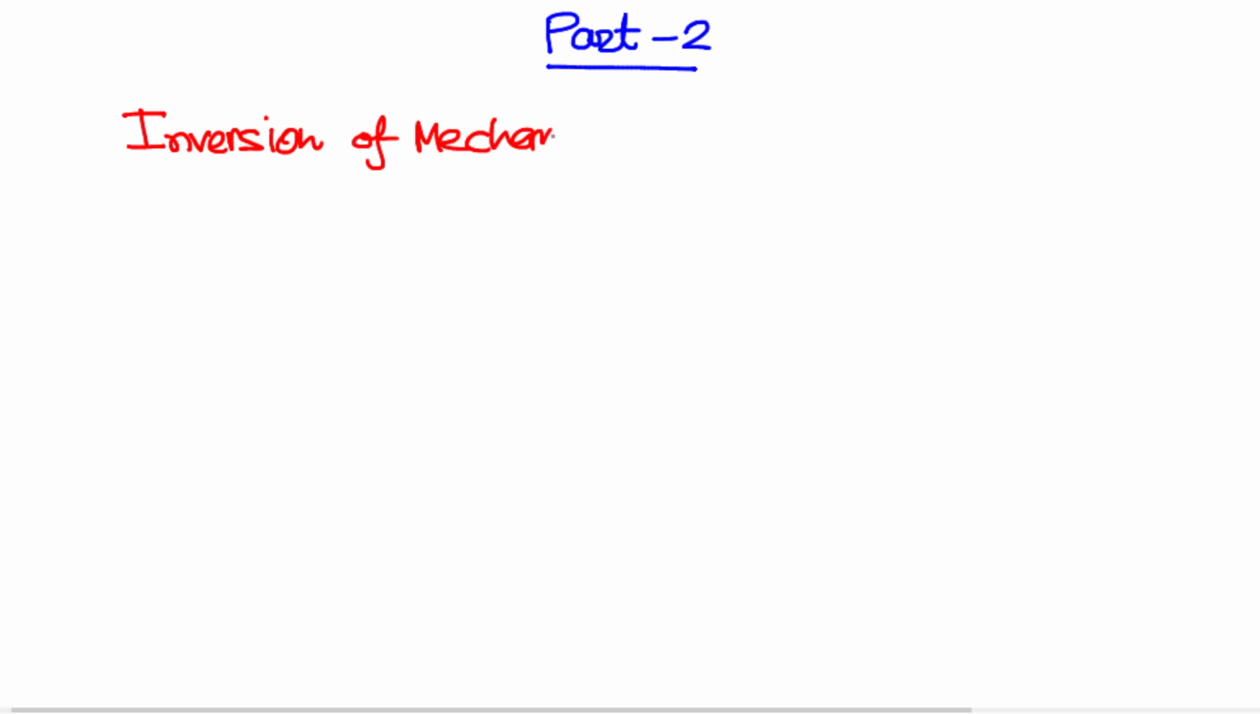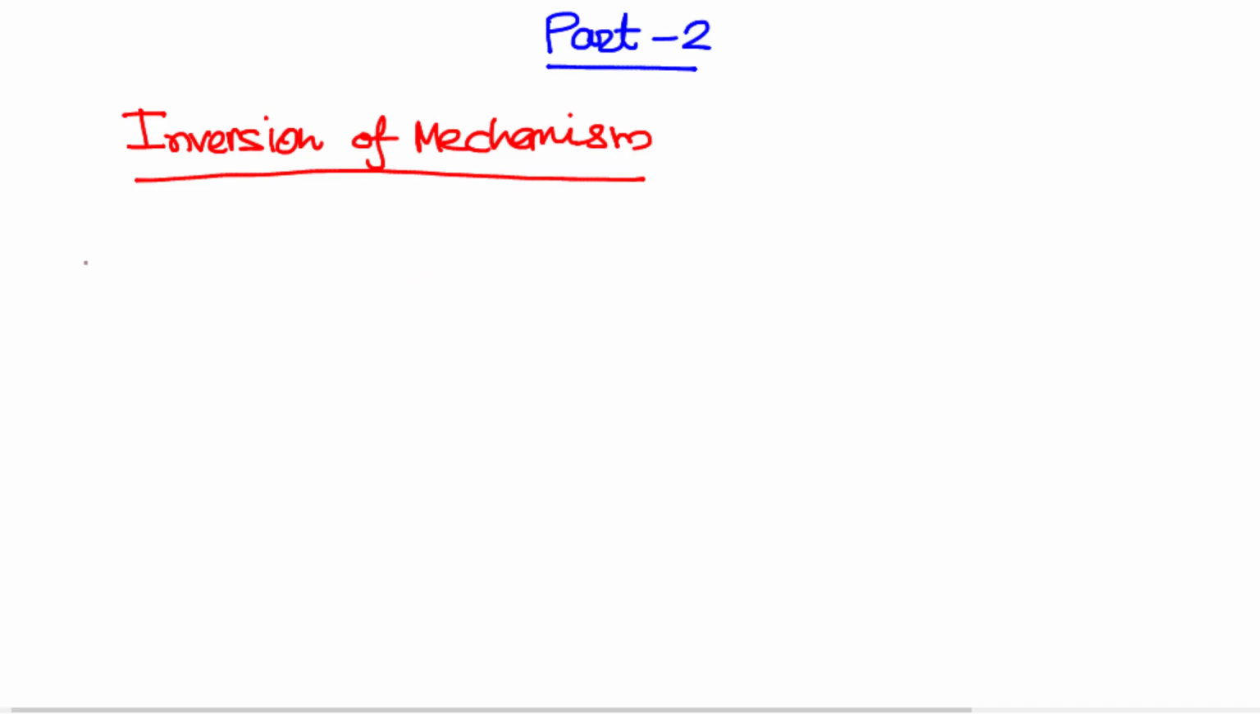Part 2, inversion of mechanism. The method of obtaining different mechanisms by fixing different links in a kinematic chain is known as inversion of mechanism.